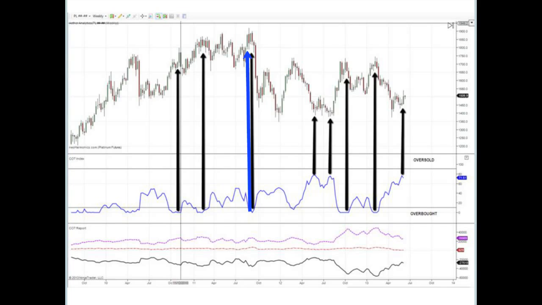This one being a really great trade here, as if you would have caught this high, this was a huge move down. You also got this double top here at overbought levels.